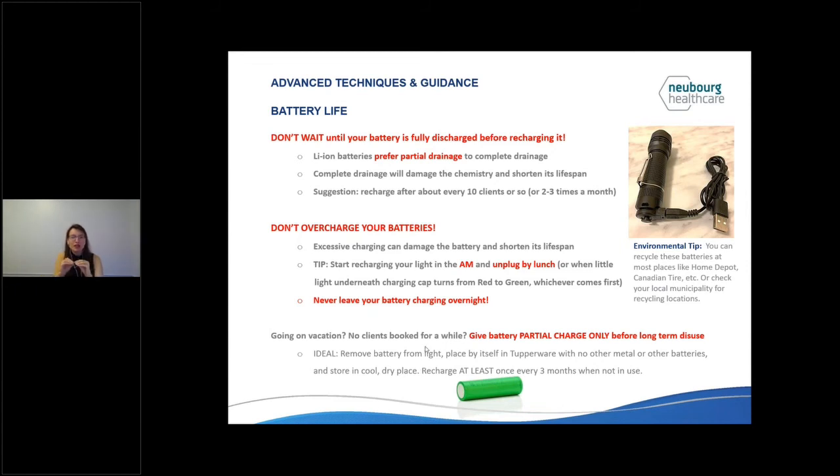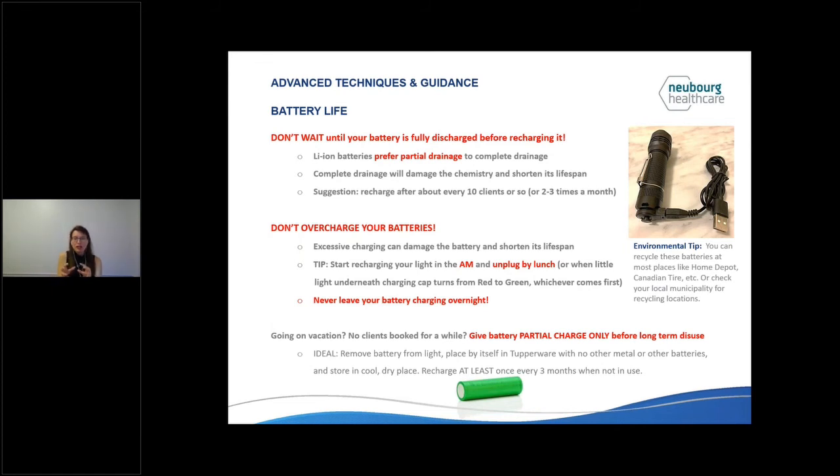Also, just a little reminder, so a good tip, okay? To get you in the habit of recharging it from a partial charge more frequently, in order to lengthen its lifespan, plug it in the first thing in the morning when you get to your office or business, and then unplug it by lunch, whether or not it's ready.